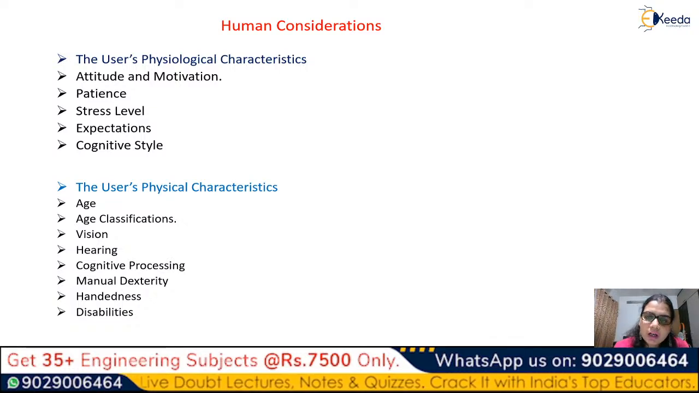Both develop according to the user interface. Now, next is the user physical characteristics. User physical characteristics is about the age, then age classification. See, about the age, that means, whom am I developing this system for?